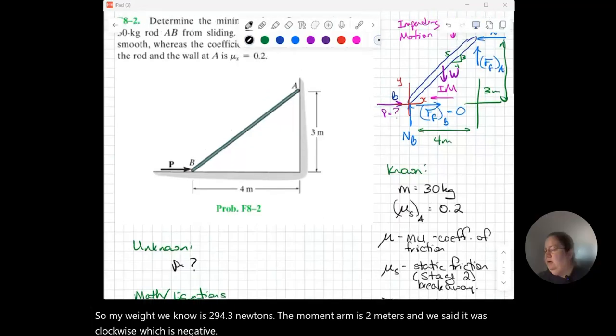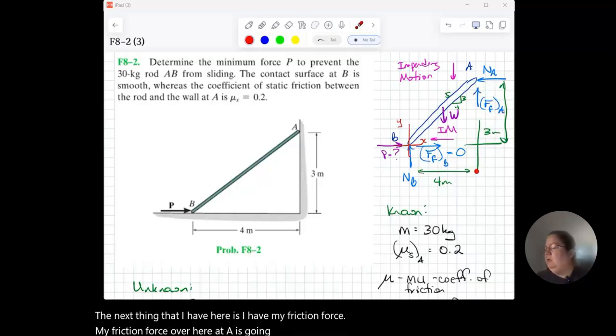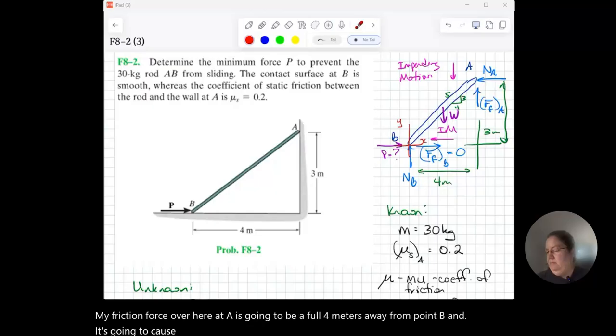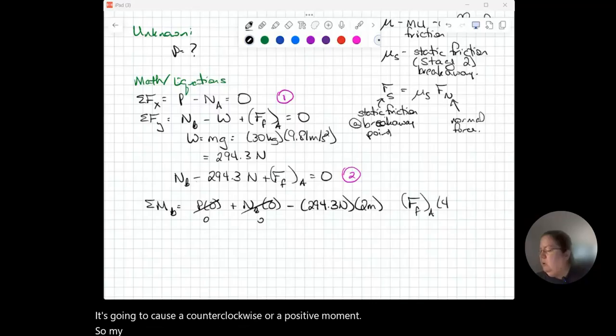The next thing that I have here is my friction force. My friction force over here at A is going to be a full 4 meters away from point B, and it's going to cause a counterclockwise or a positive moment. So my friction force at A times the 4 meters is positive.